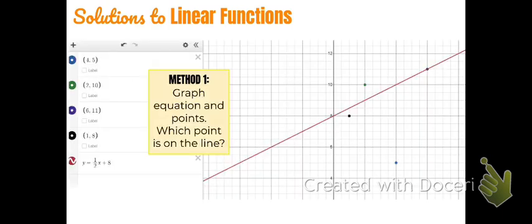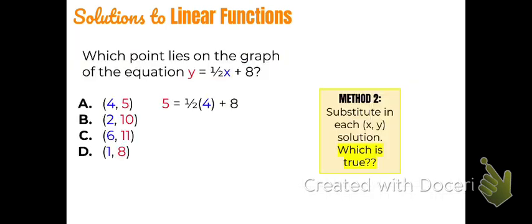So here, if I graph the equation and then just click that plus button and add each coordinate inside parentheses, it will plot them. You'll see only one of them is on the equation, on the line, and that is our purple dot. So the answer would be 6, 11.